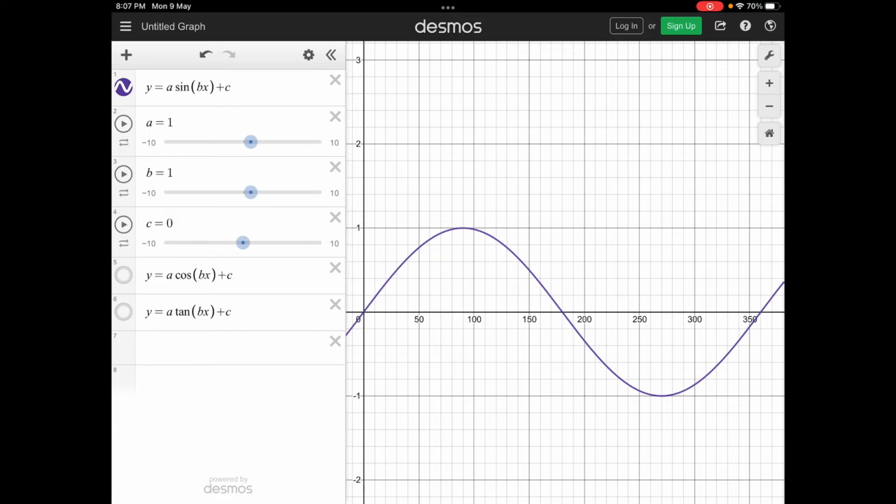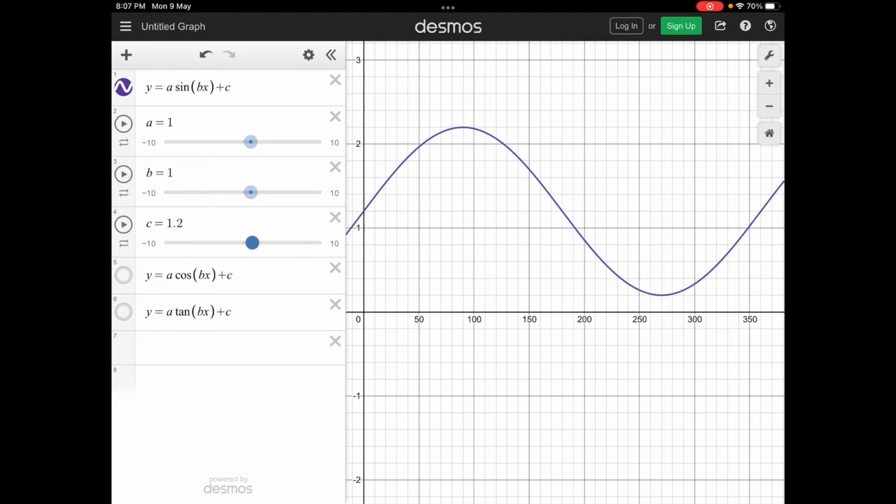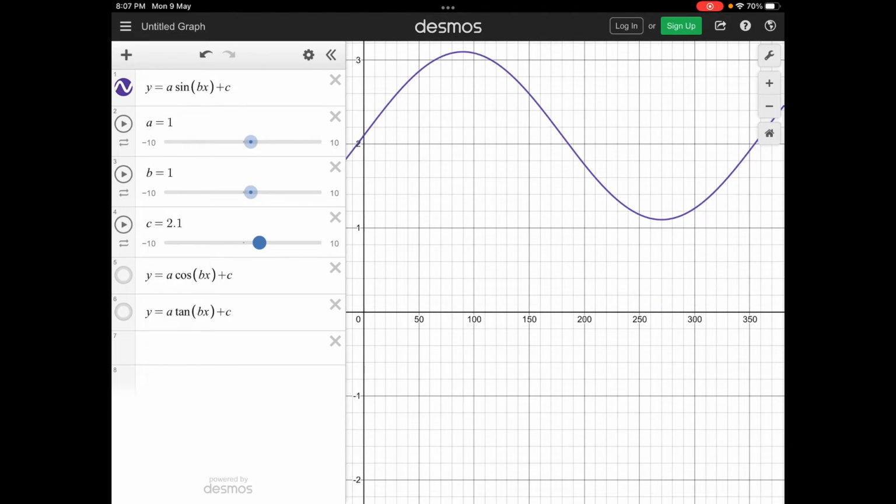Okay, the final thing we're going to look at is c, which sits outside of the sine function, right? And all this is going to do, like we know from other graphs, is just a vertical shift. So if I increase the value for c, the graph will shift up.